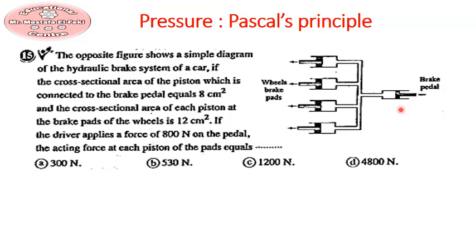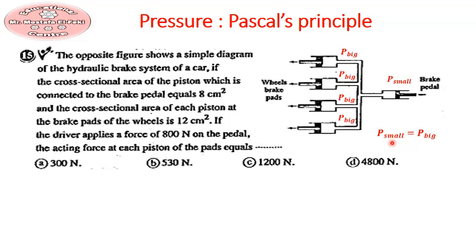of the wheels equals. At the first, the pressure on the small piston, at the pedal, equals the pressure on the big piston. The pressure at all the pistons is equal.